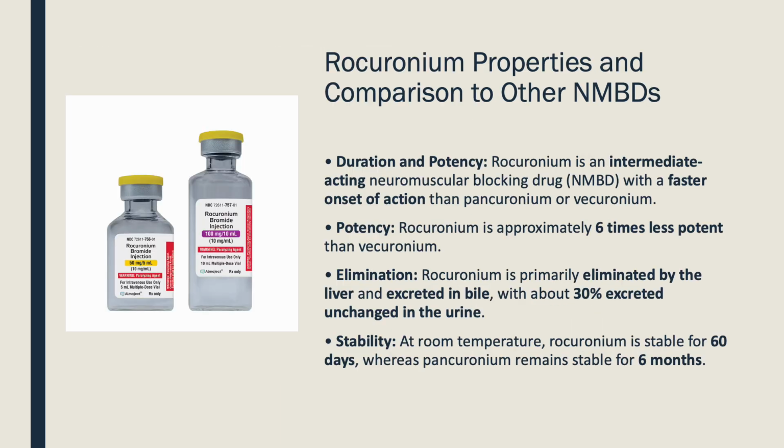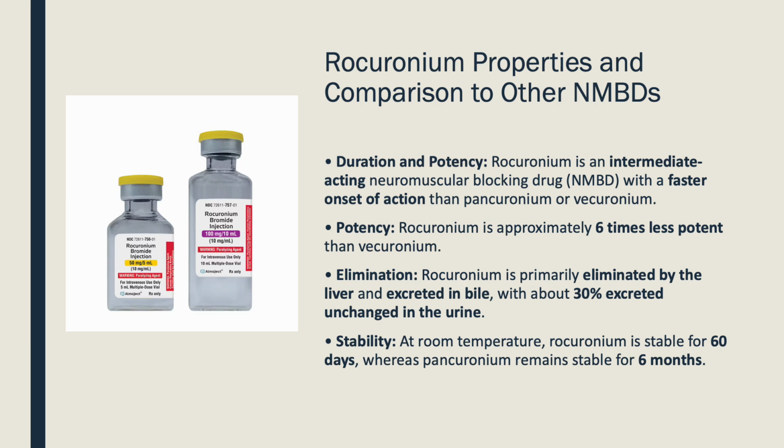This is our intermediate acting drug, rocuronium. It has a faster onset compared to vecuronium and pancuronium. This is very valuable when you want to RSI. You can RSI with rock. Perfect. It's just a little slower than succinylcholine. Rocuronium is about 1/6 as potent as vecuronium, which is why you have to give a larger dose of it. In terms of elimination, it's processed through the liver and excreted in the bile.